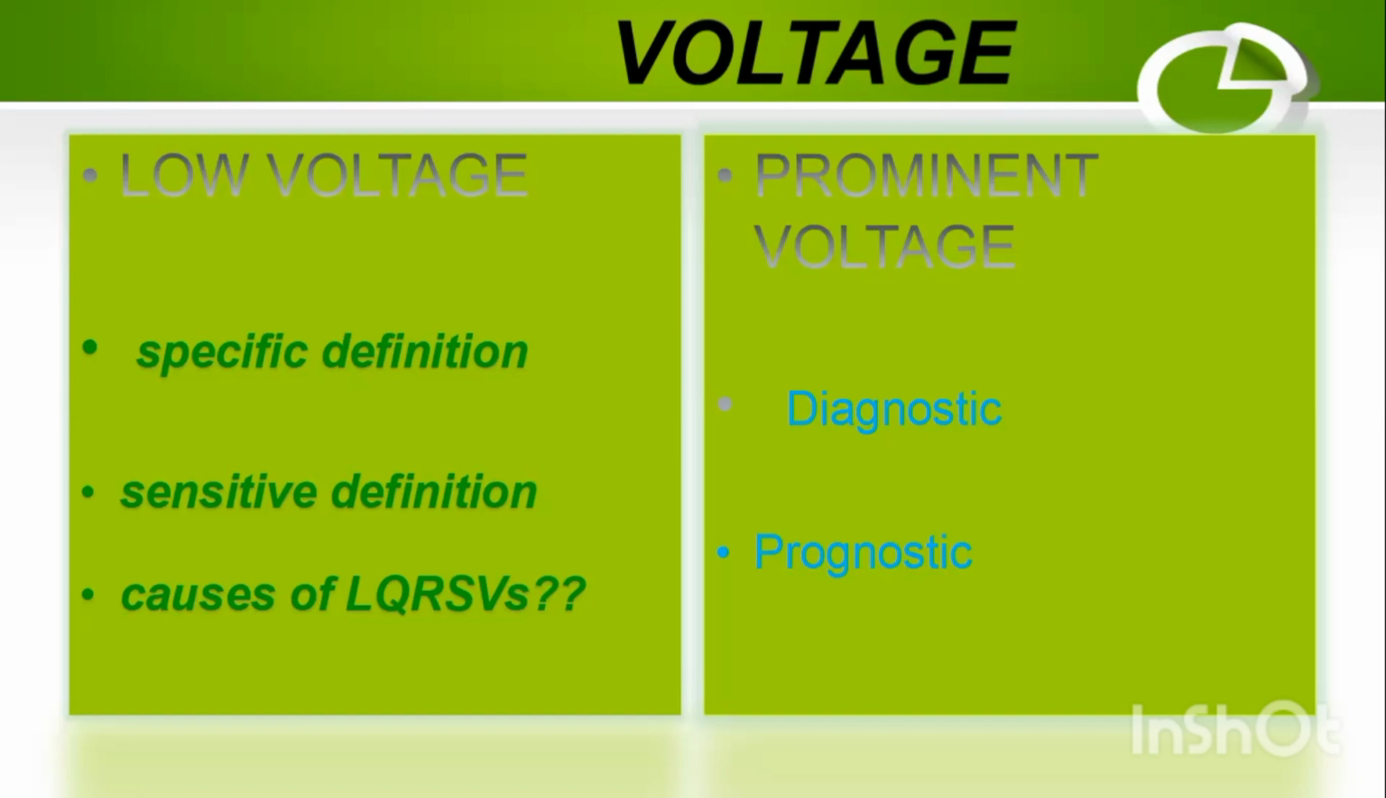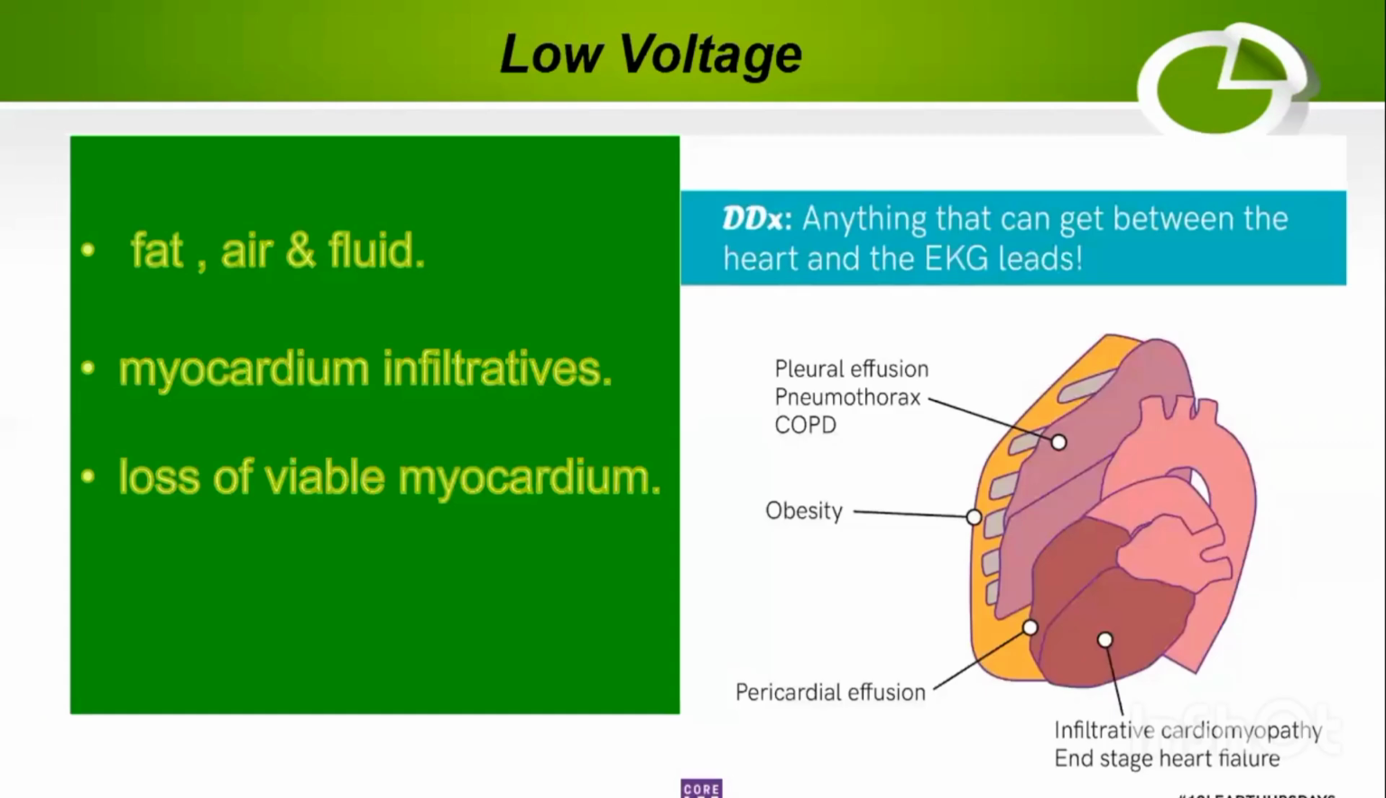In the predominant voltage, we have diagnostic and prognostic uses. In diagnostic, we will see the diagnosis of left ventricular hypertrophy, HOCM, and amyloidosis. In prognostic, in the predominant voltage, we will give a prognostic sign to a cardiomyopathic patient by use of a predominant voltage.